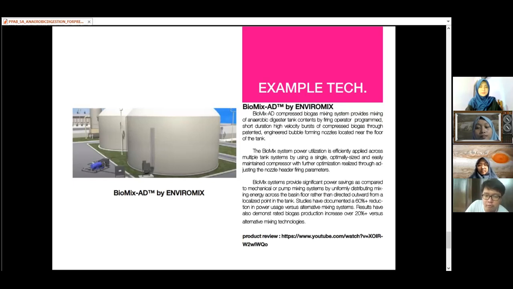Biomix system provides significant power savings compared to mechanical or pump mixing systems by uniformly distributing mixing energy across the basin floor rather than directing it outward from localized points in the tank. Studies have documented a 60% plus reduction in power usage versus alternative mixing systems. Results have also demonstrated a biogas production increase of over 20% versus alternative mixing technology.